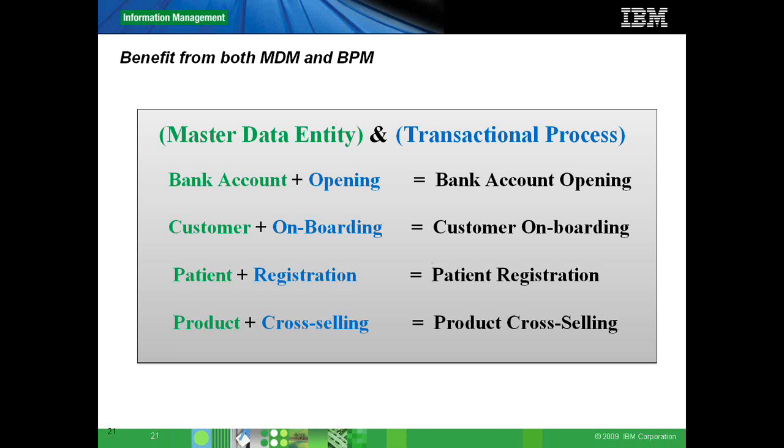So now this screen is kind of self-explanatory. As you can see, accurate and correct master data entities coupled with transactional processes will help you create a better working business process flow. The items you see in green are your master data entities, and the ones in blue are your core processes for an organization.